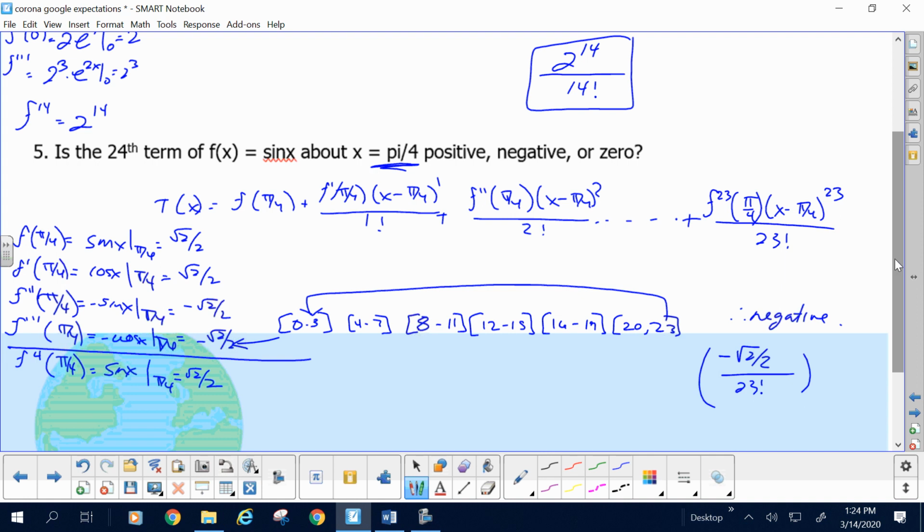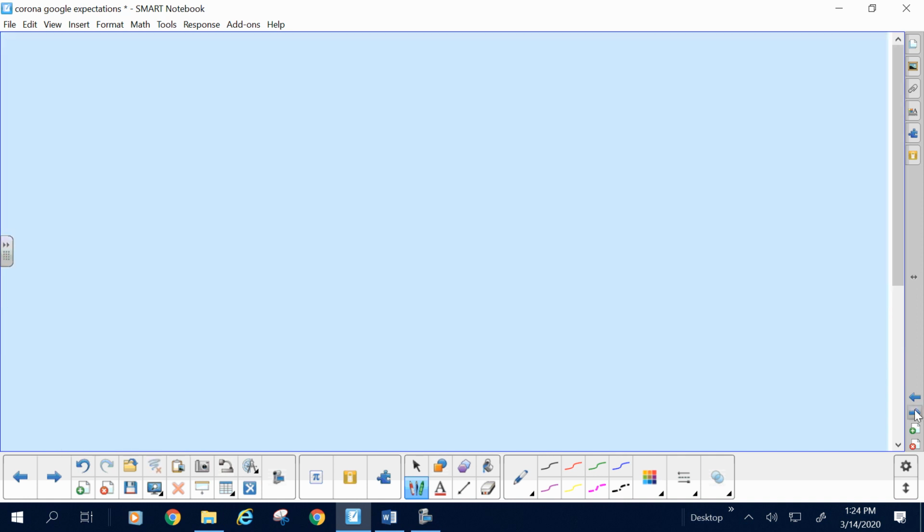Like I said, there's probably a better way to do it, organizing and saying a pattern, but that works for me. All right, I believe that is it.